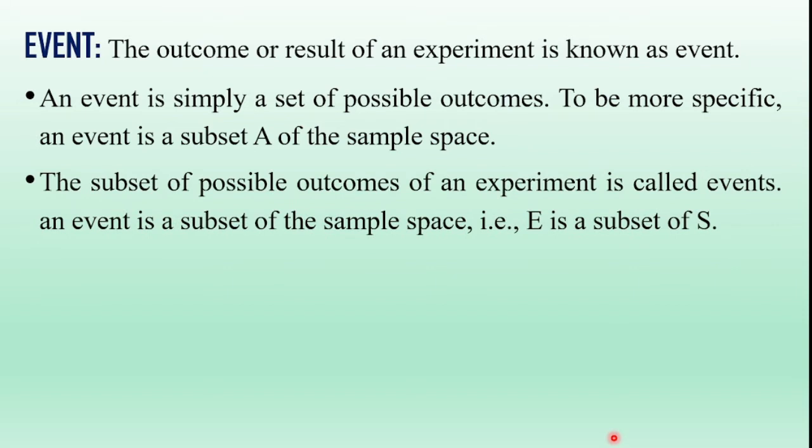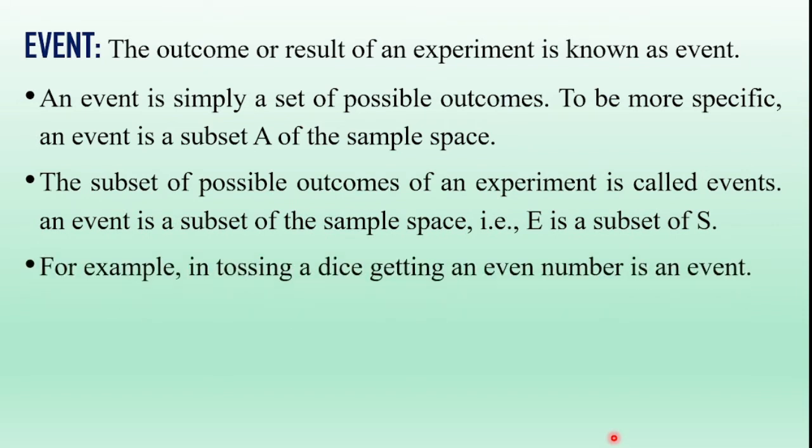Event. The next terminology is event. What is an event? An outcome or an event is a result of the experiment. The outcome or result of an experiment is known as an event. An event is simply a set of possible outcomes. To be more specific, an event is a subset of the sample space.